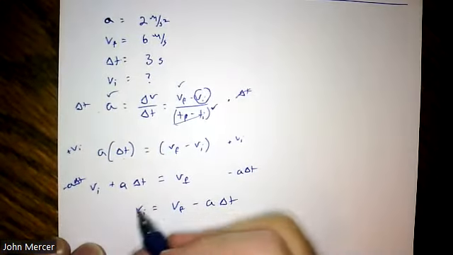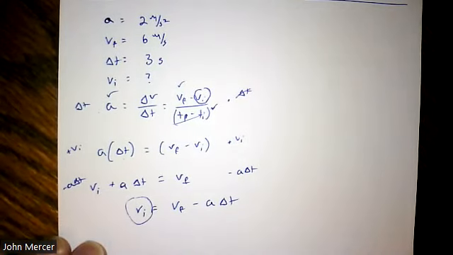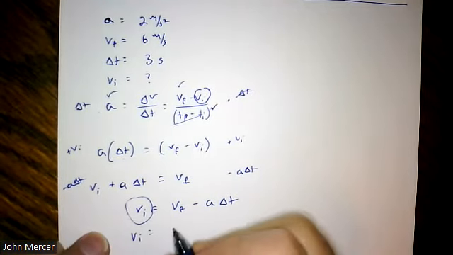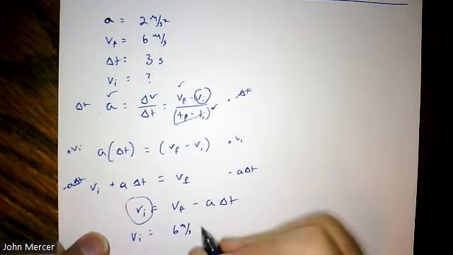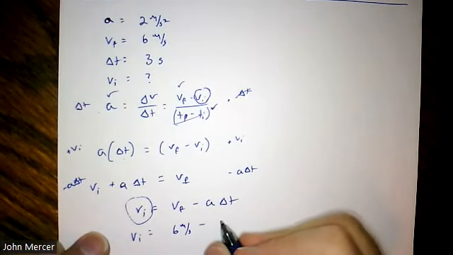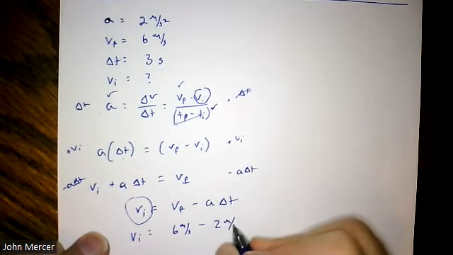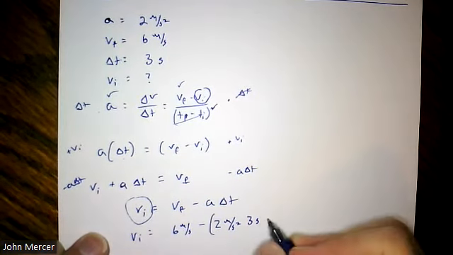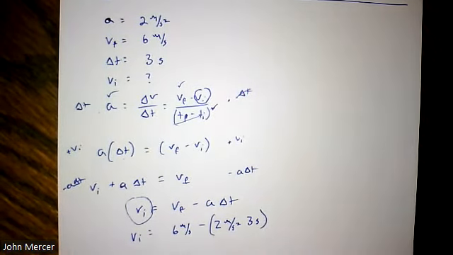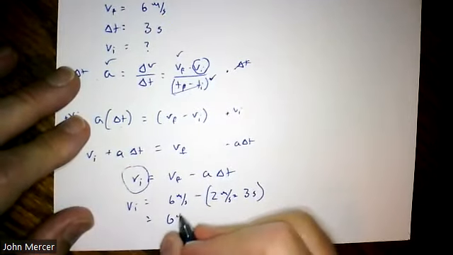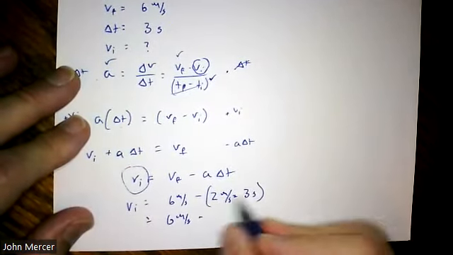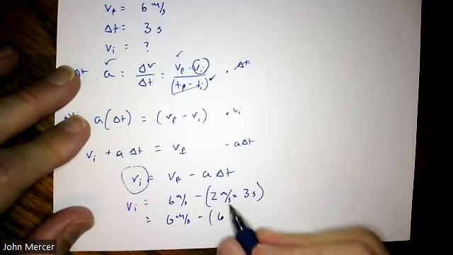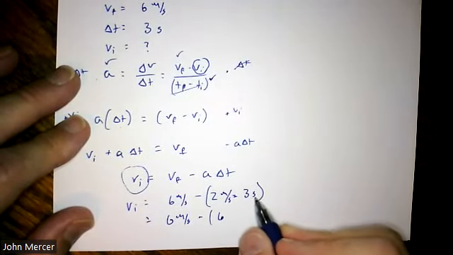Perfect. Now I have my one parameter I don't know over here, and I have all my other parameters over here. This is victory. Now it's just a matter of plugging the numbers in. So VI equals VF, 6 meters per second, minus acceleration, which is 2 meters per second squared, times time, which is 3 seconds. Keep that in parentheses to make that easier to see. So now I'll just do this out. 6 meters per second minus 2 times 3 is 6 meters times meters per second squared times seconds.